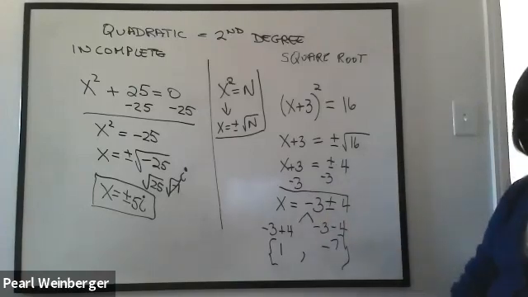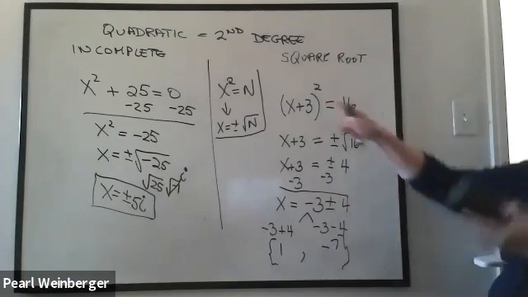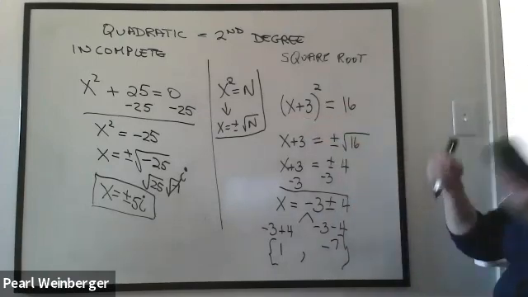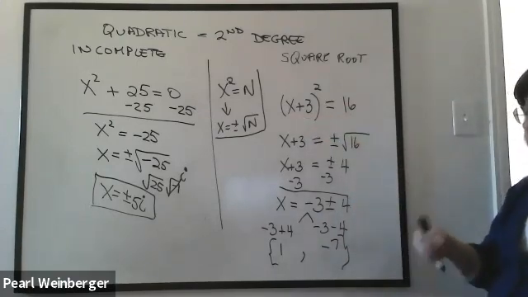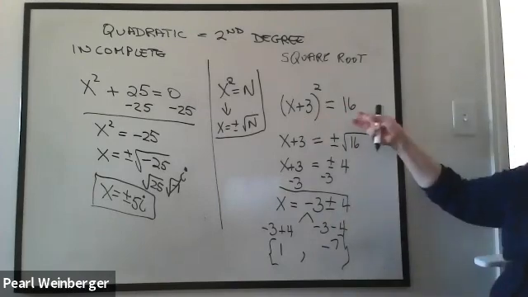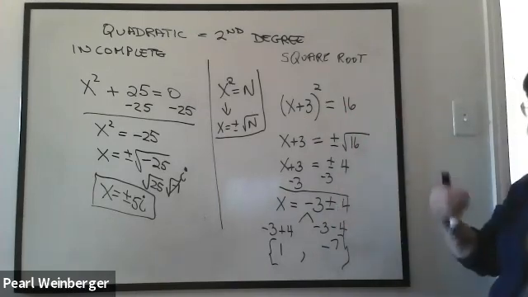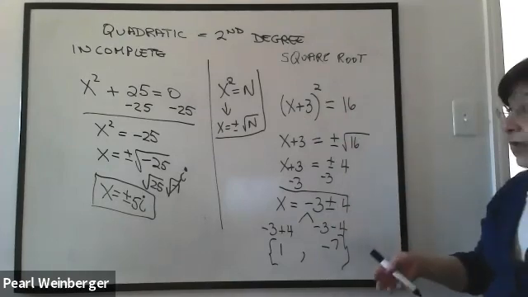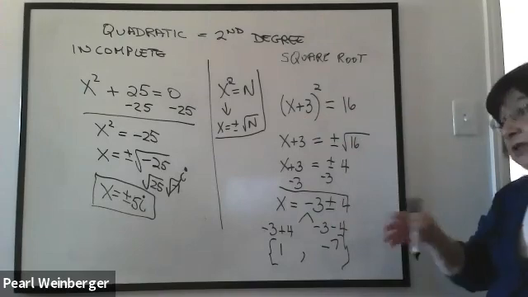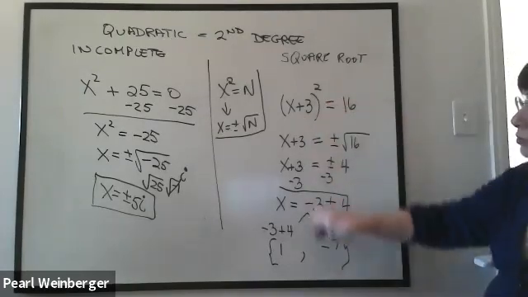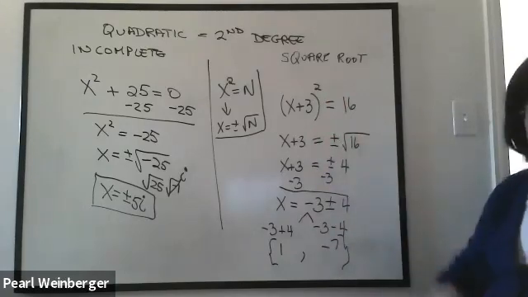This is just simplification. If you had done it the other way, you would have had to use FOIL to remove the parentheses. That would be one step. Then you'd have to collect the like terms. That would be a second step. Then you'd have to bring the 16 to the other side. That would be the third step. Then you'd have to factor, which would be 4 steps. And then you'd have to set each of the factors equal to 0. So at least 5 or 6 steps, where we're able to do this in basically 3 steps.